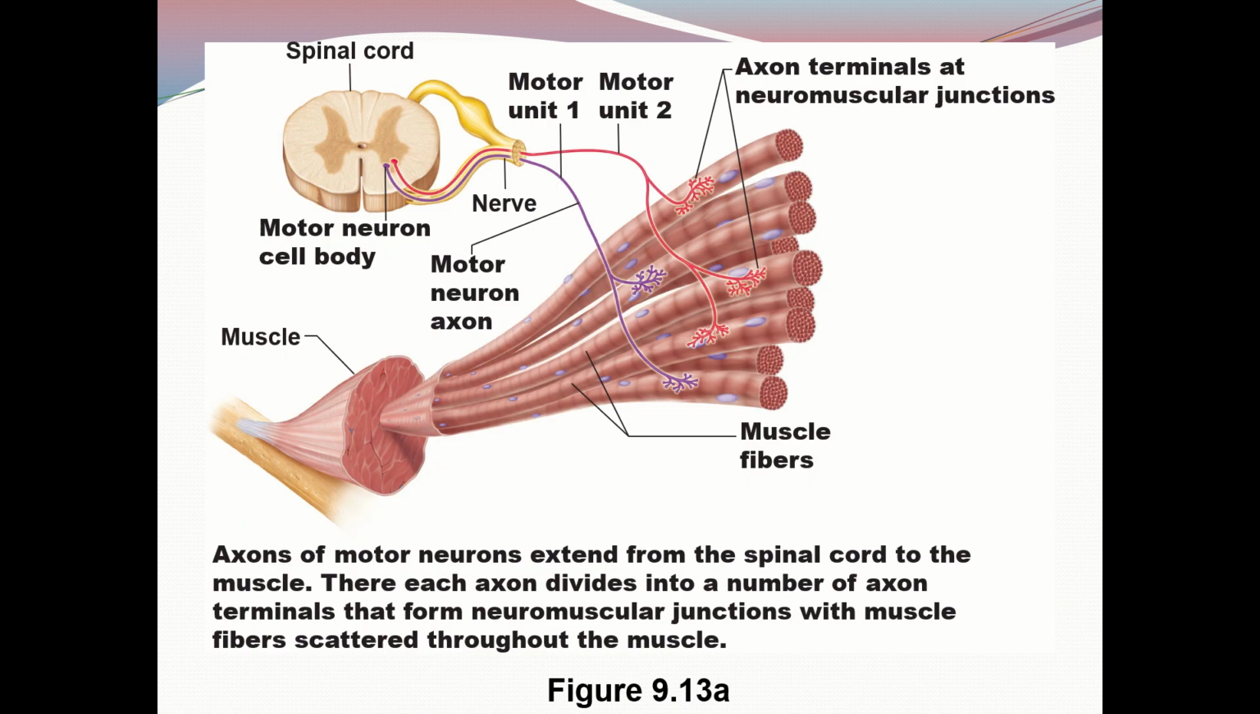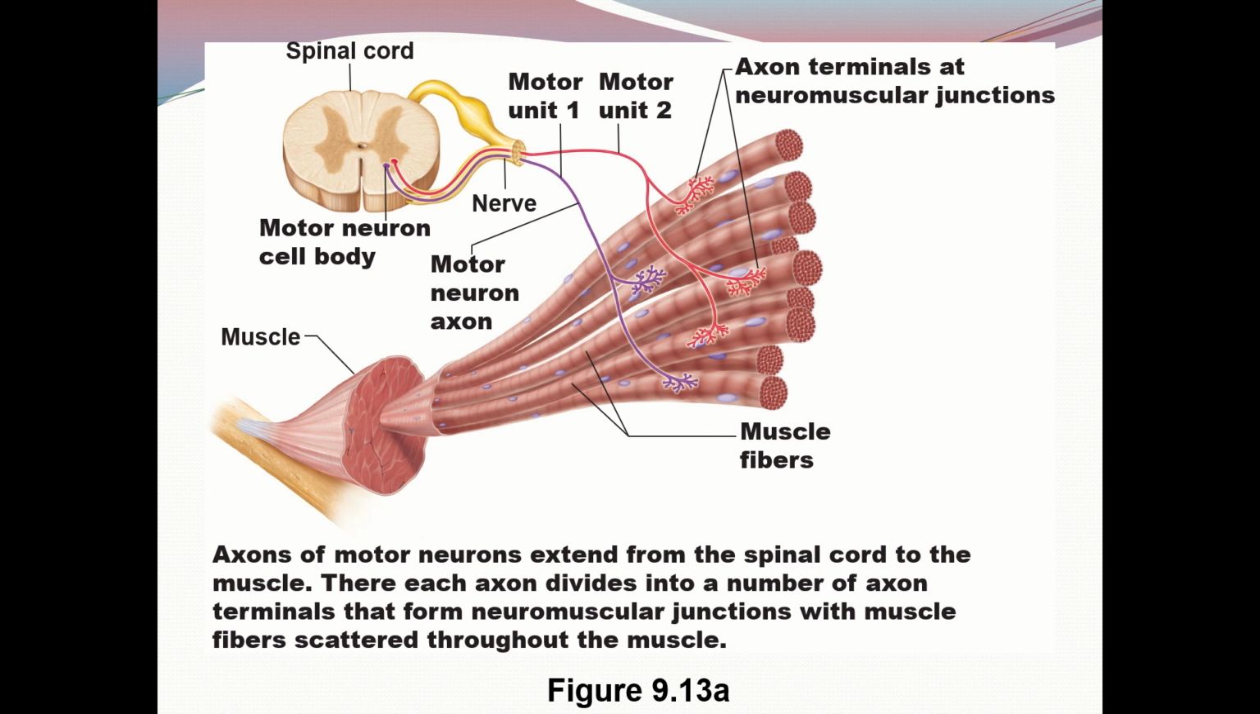This illustration shows 2 motor units. Number 1 is pictured in purple and number 2 is pictured in red. And you can see that motor unit number 1 is a motor neuron that is branching and synapsing with 2 muscle fibers. Motor unit number 2 is branching and synapsing with 3 muscle fibers.